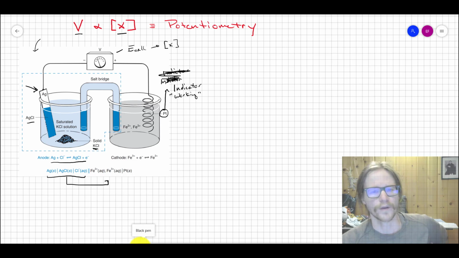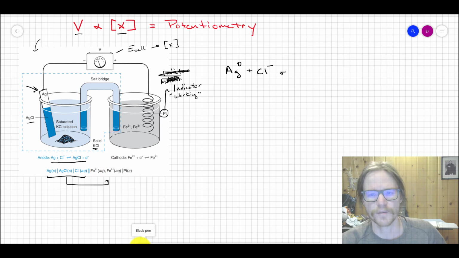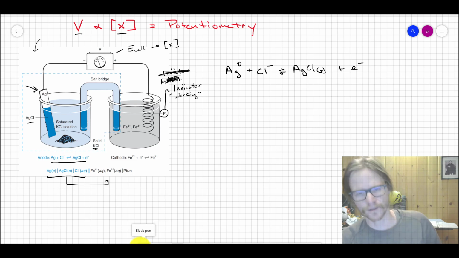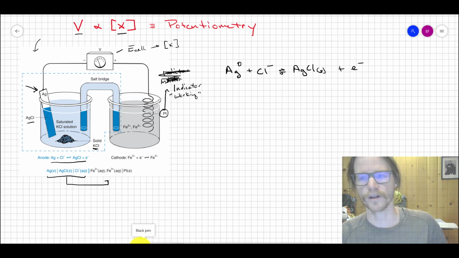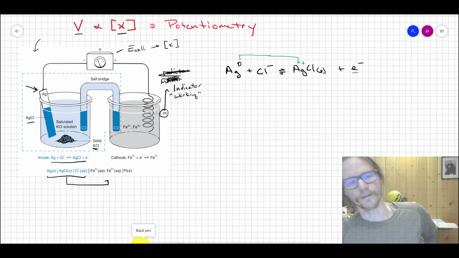So we can write these half cells up. This becomes silver 0 plus chloride proceeds to make silver chloride solid plus an electron. So what's happening here, this is the silver reaction, except it's happening in the presence of chloride. That's the only difference. So it's still silver to silver plus. So here to here, this is silver plus in that oxidation state. That's where we lost that electron. That's what's happening in the left cell.